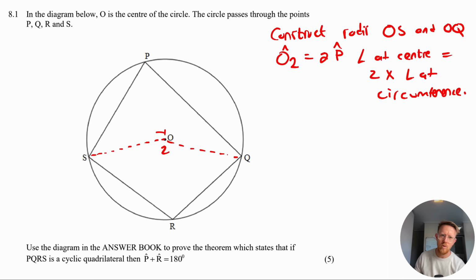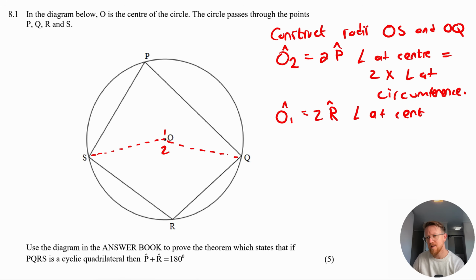Okay, so we're now going to do the exact same thing for this angle. So this angle will be double that one. It's always the one on the other side. So this one will always be double that one, and then this one will always be double that one. Okay, and so O1 is going to be 2 times angle R, and that is for the exact same reason, angle at center.